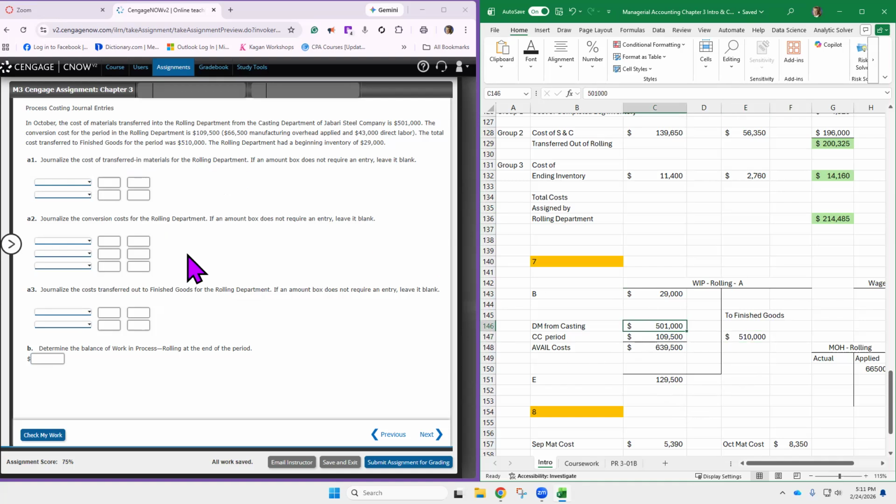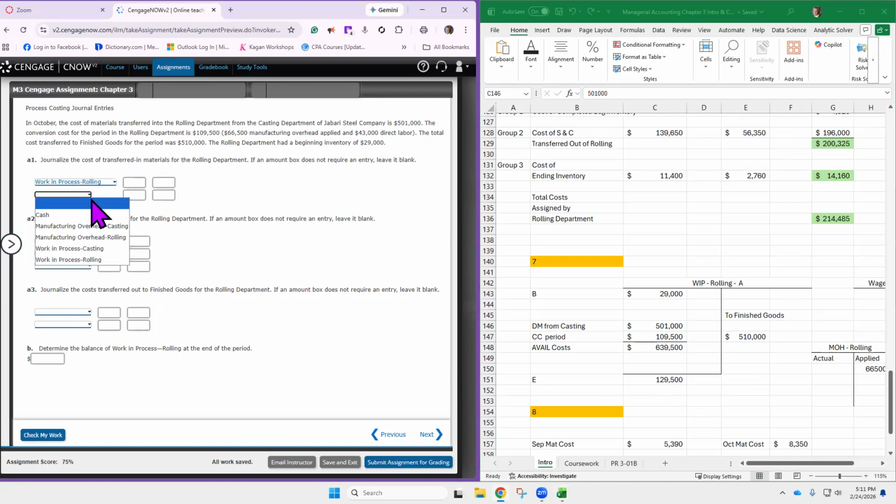So it's going to be debited to WIP rolling. And it's coming out of work in process casting, because the things are casted first and then rolled. All right, so in goes, and this is the transferred in materials. Okay, so we want 501,000, 501,000.